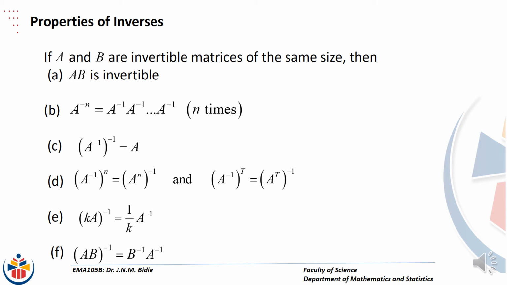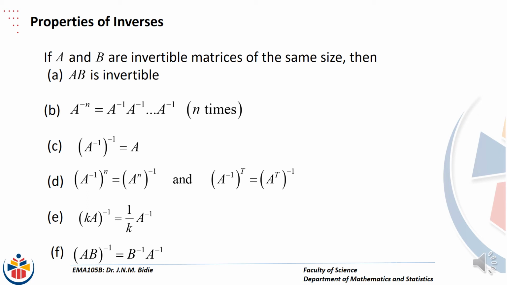Also, if we've got A inverse raised n times, it's the same as you interchange those powers. A to the power n, if it's possible for you to find A to the power n, and then you find the inverse of that, it will always give you the same answer. Same as the transpose of A inverse is the same as the inverse of A transpose. They give you exactly the same answer. Then we go to E.